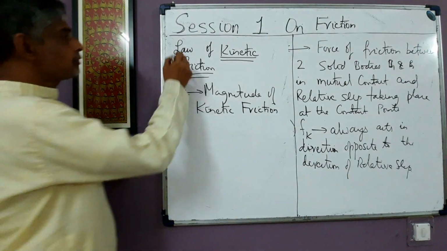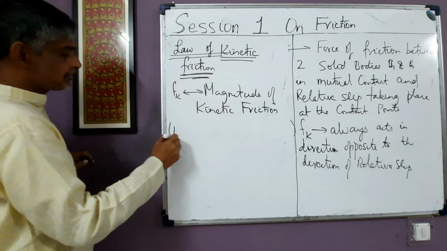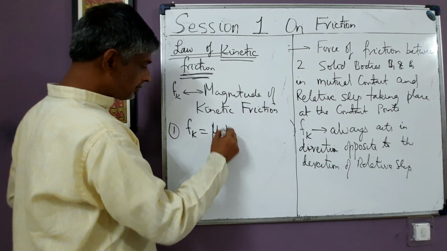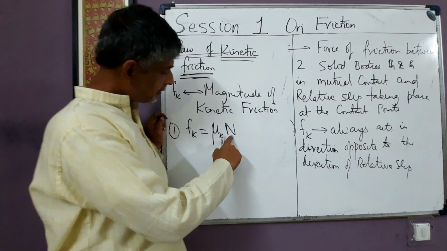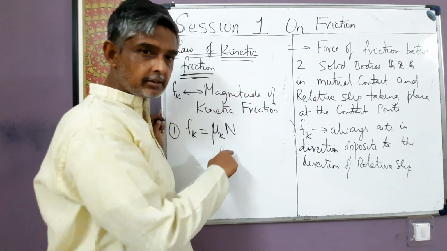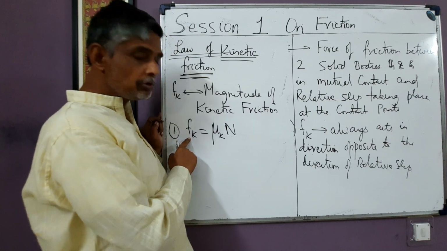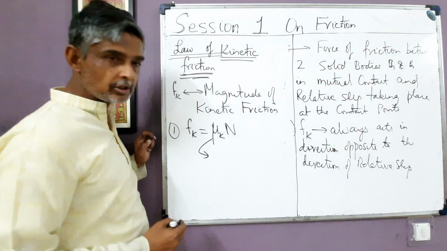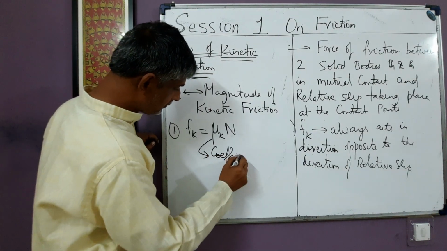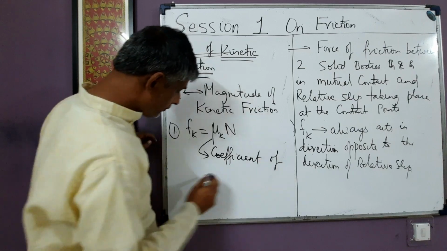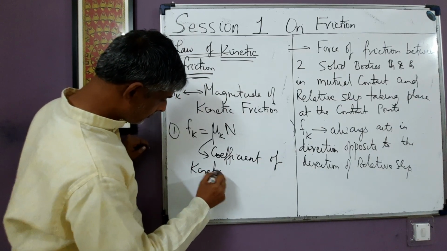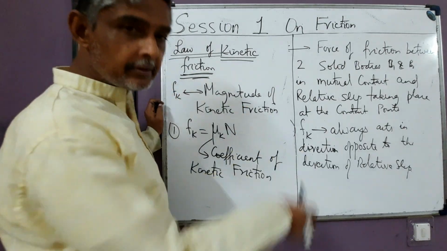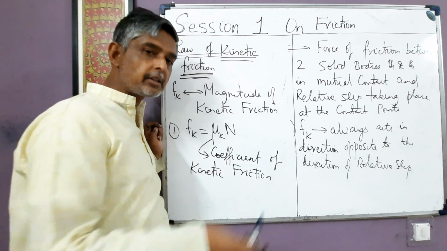Okay. So there are two laws of kinetic friction. First is this. This magnitude of kinetic friction is equal to mu k n, where n is the normal contact force between the two bodies B1 and B2 in contact, and Fk is the kinetic friction acting between the two bodies B1 and B2, and mu k is the proportionality constant. It is called the coefficient of kinetic friction, or coefficient of sliding friction, or coefficient of dynamic friction. Various names are there.